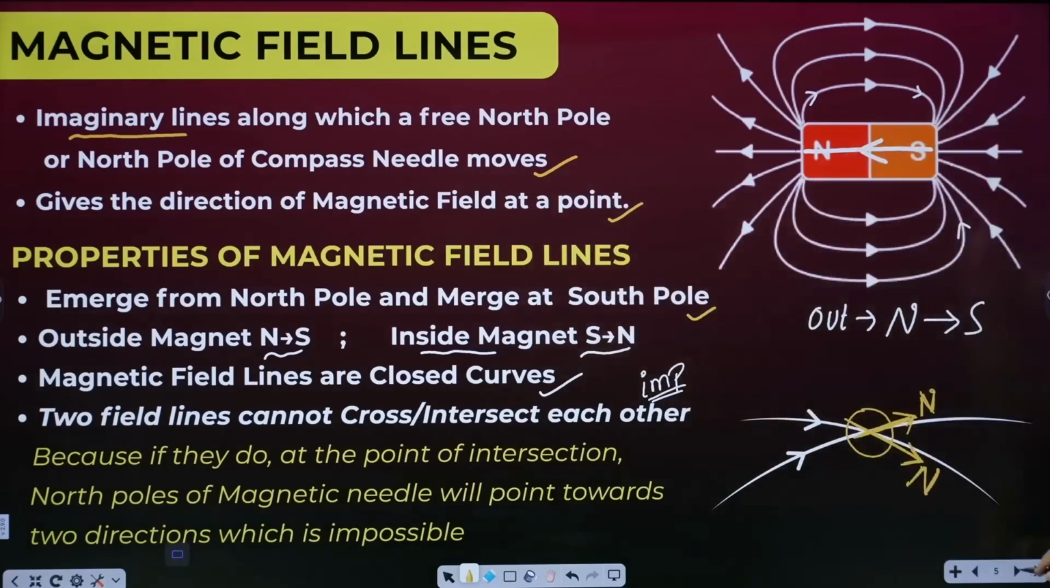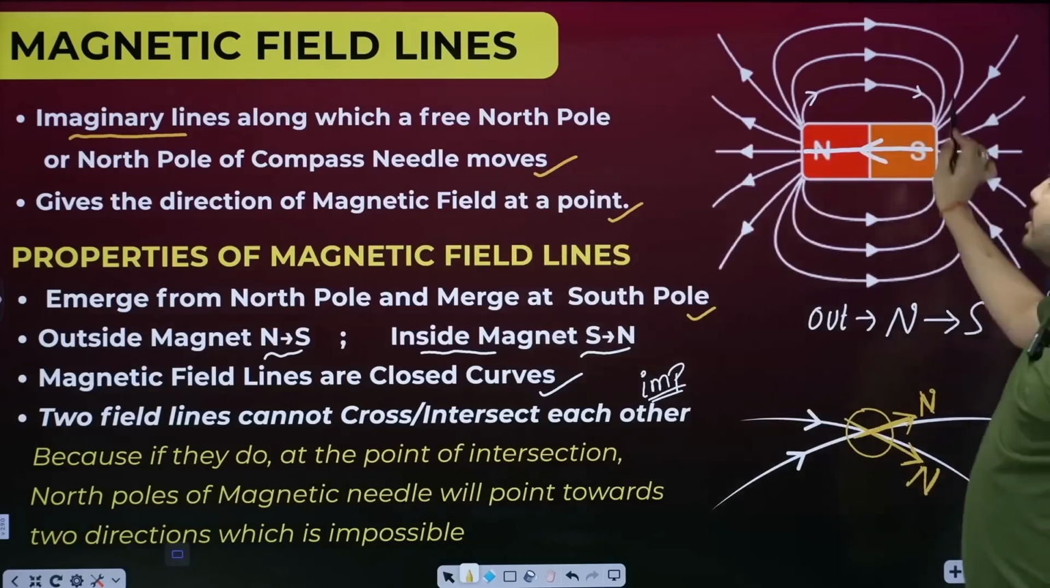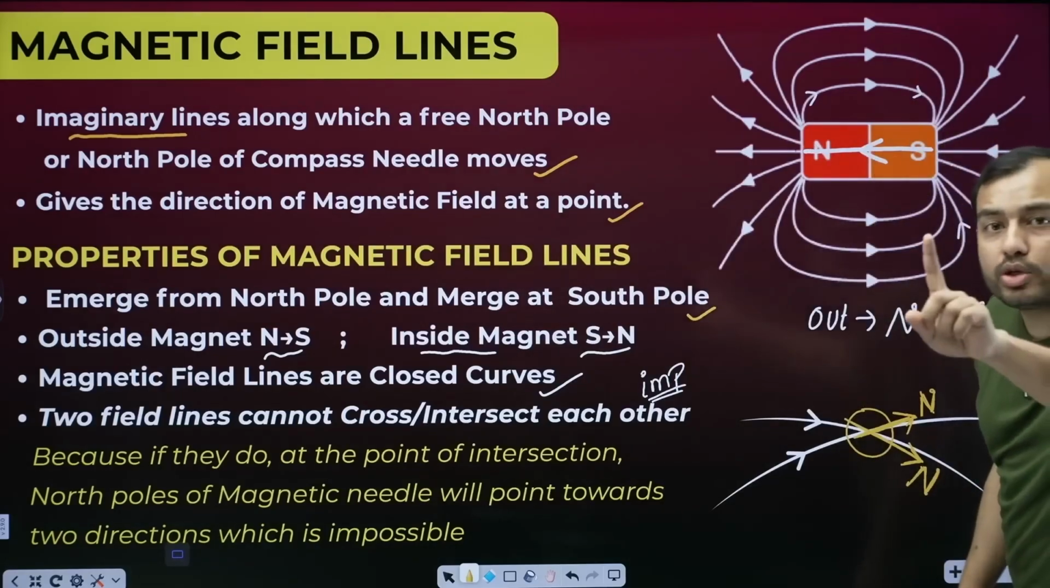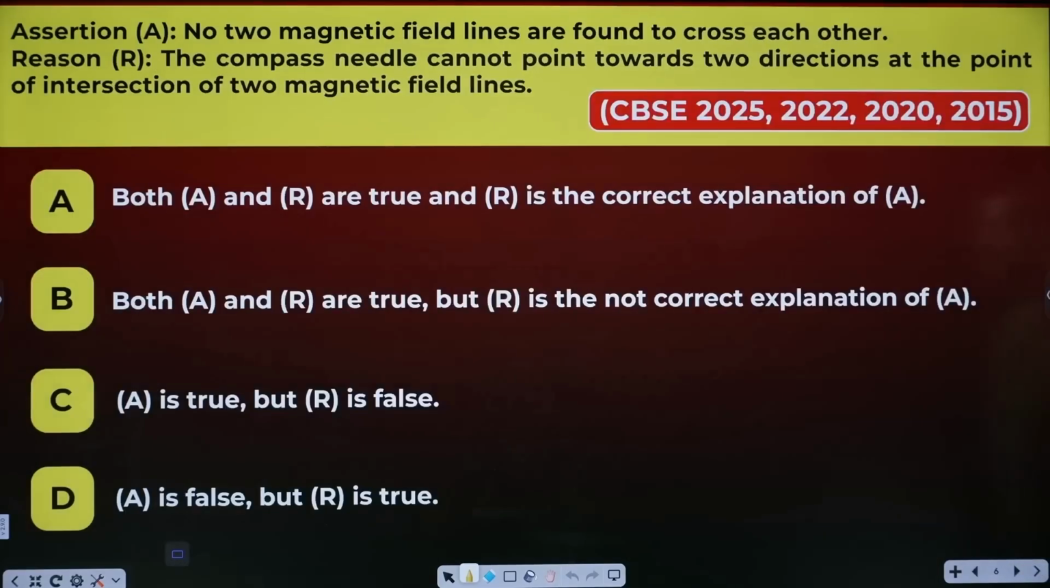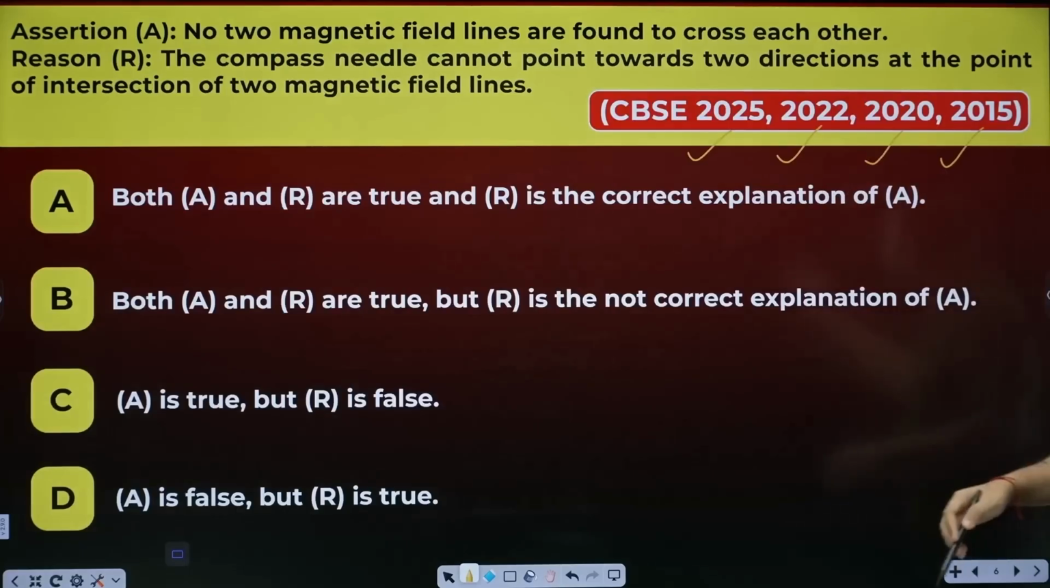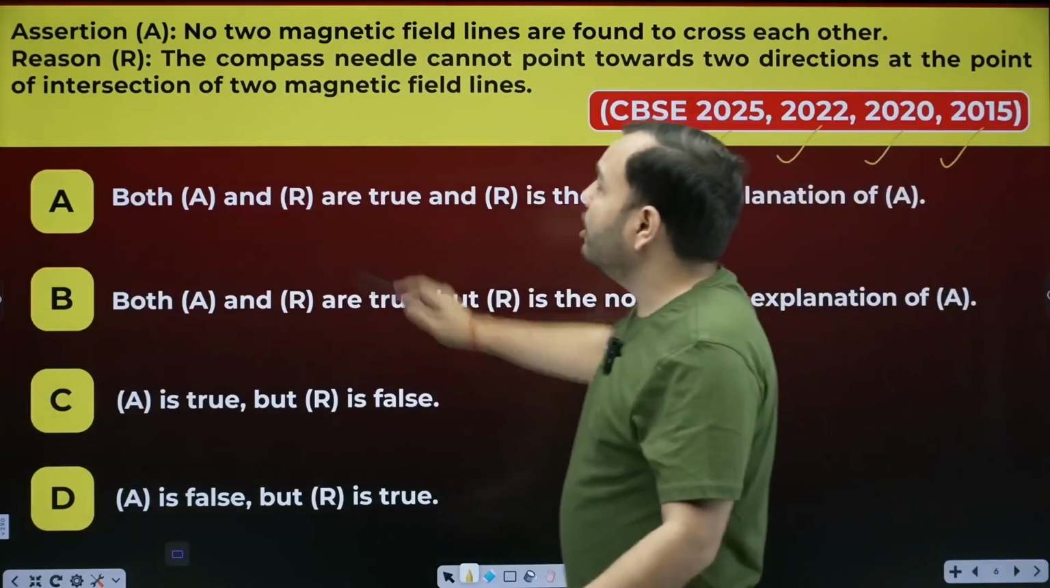Come on, the story of field lines is clear. It emerges from the north pole, it goes to the south. Inside it goes from south to north. And two field lines do not intersect each other. Come on, very good. CBSE 2025, 2022, 2020, 2015. This question was asked repeatedly.